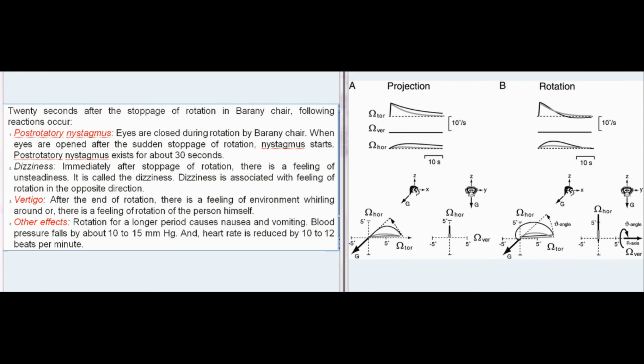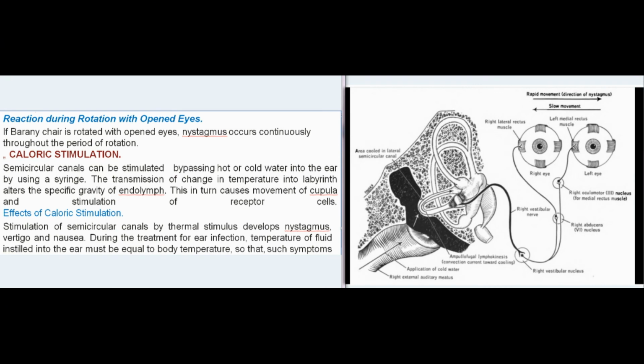Dizziness is associated with a feeling of rotation in the opposite direction. Vertigo: after the end of rotation, there is a feeling of the environment whirling around, or a feeling of rotation of the person himself. Other effects: rotation for a longer period causes nausea and vomiting. Blood pressure falls by about 10 to 15 mm Hg, and heart rate is reduced by 10 to 12 beats per minute. Reaction during rotation with opened eyes: if the Barany chair is rotated with opened eyes, nystagmus occurs continuously throughout the period of rotation.